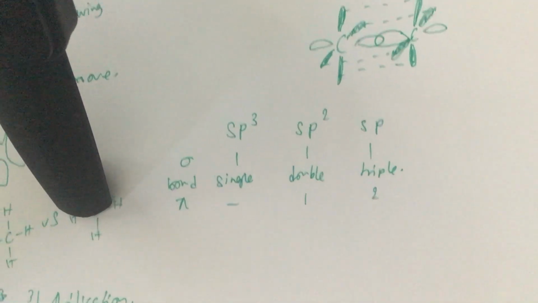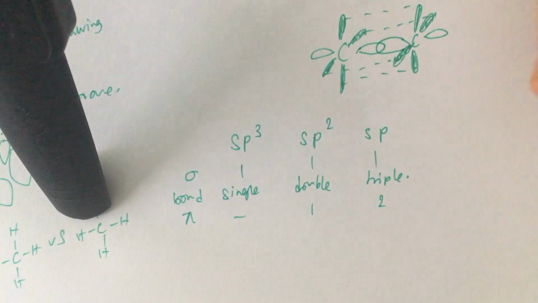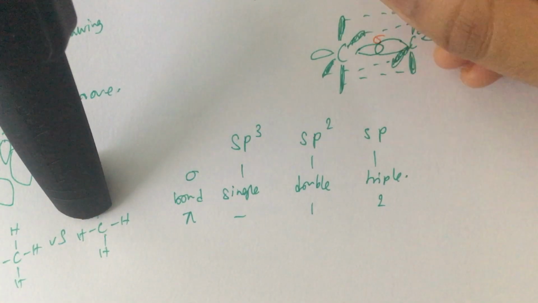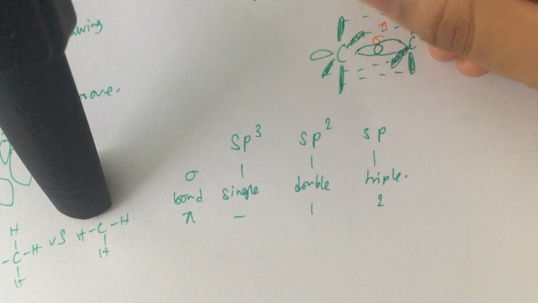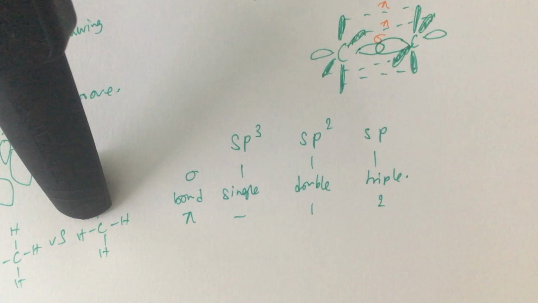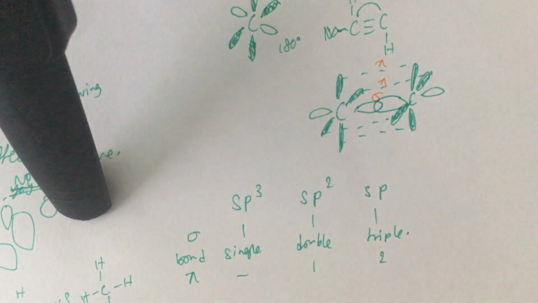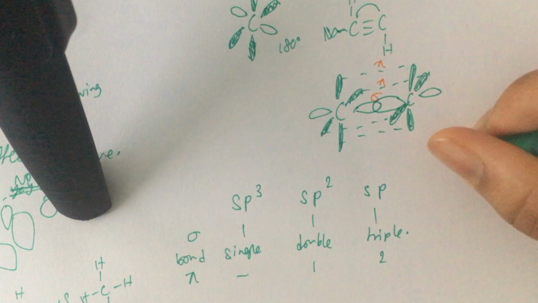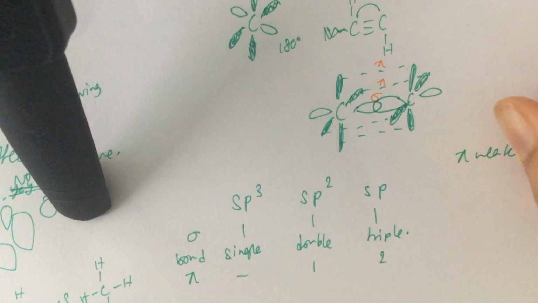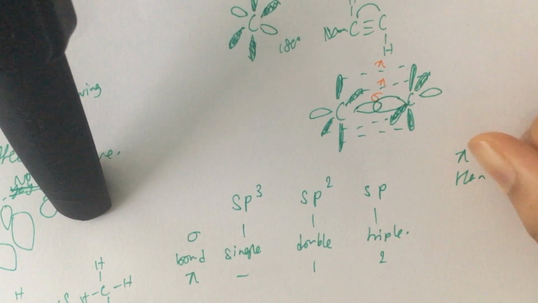And because of this, usually the pi bond is slightly weaker than the sigma bond due to the side-on overlap rather than a head-on overlap. And this means that the double bond energy is not twice that of the single bond energy, and neither is a triple bond energy twice that of a double bond or a single bond energy.